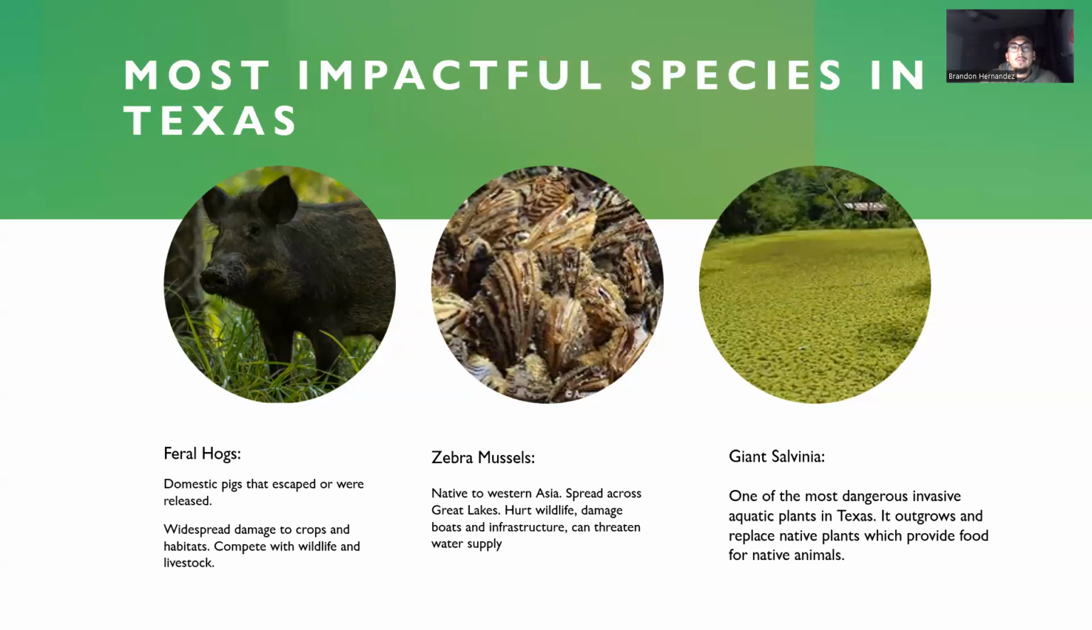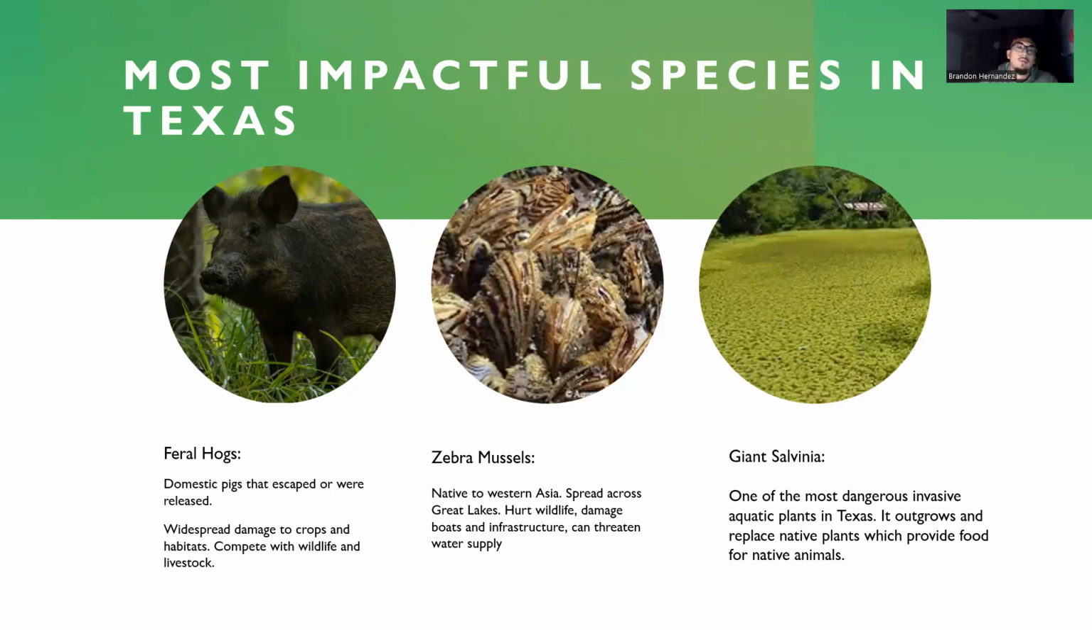All right, continuing on, we have the most impactful species in Texas. Based on the research I've done, I found that these three are the ones that most commonly pop up. First, we have feral hogs. Feral hogs are domesticated pigs that escaped or were released, most of the time when they escape from farms, or when they're released for hunting purposes. They cause widespread damage to crops and habitats, and compete with wildlife and livestock.